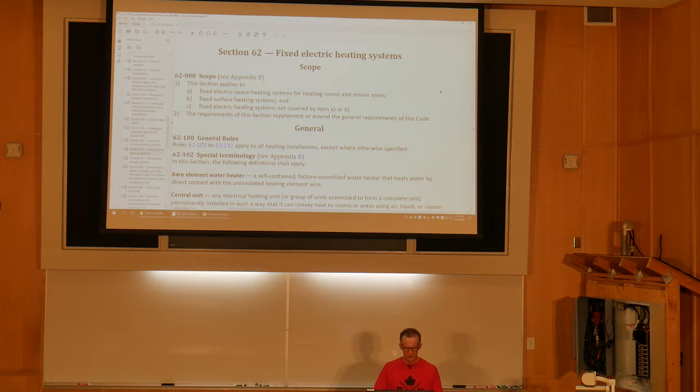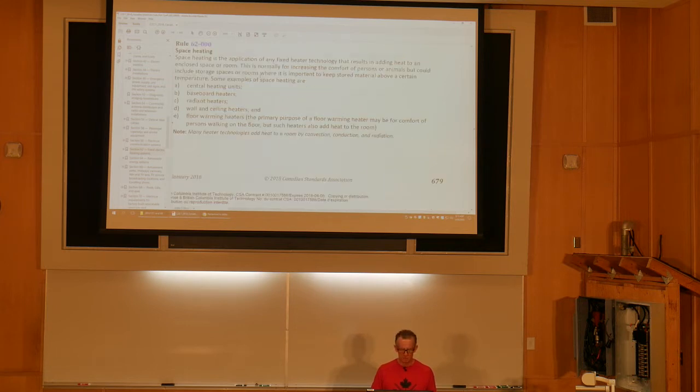Section 62: this section applies to fixed electric space heating systems for heating rooms and similar areas. So that would include baseboards, etc. Fixed surface heating systems, so imagine driveway type heating, and fixed electric heating systems not covered by A and B, so that pretty much wraps it all up. 2, the requirements of this section supplement or amend the general requirements of this Code. Let's go take a look at the Appendix B note here on this.